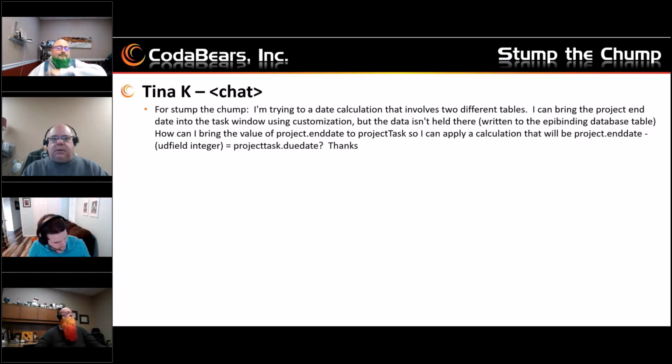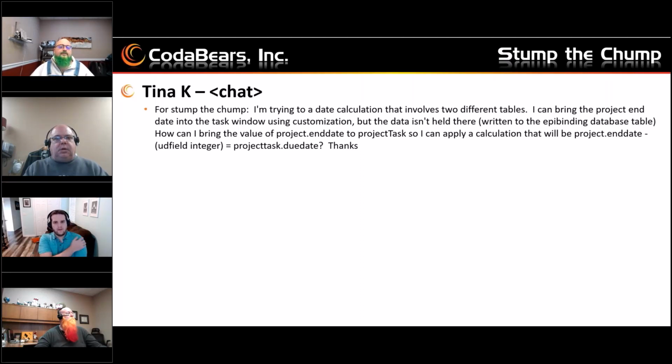Okay, yeah, because I did a foreign key view on the project task table and brought in the project end date. So it's displaying, but it doesn't actually write to the database. It's just displaying it because it's just a foreign key view. So I don't have any data to do my calculation with. That's what I was hung up on.